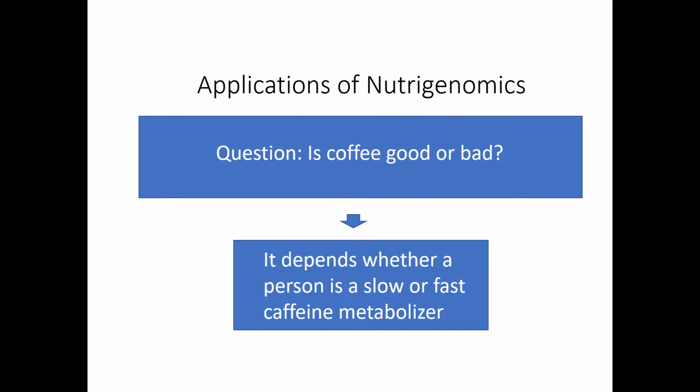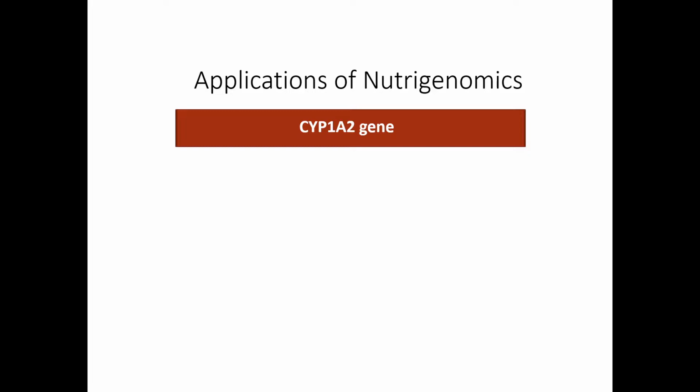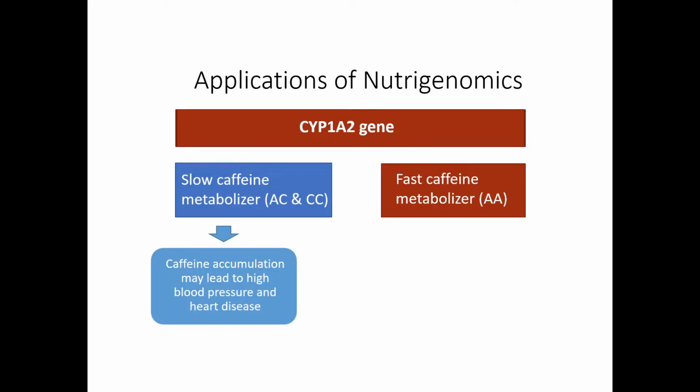So for coffee, again, just like with butter, it depends on what your allele is. Are you an E2, E3, or E4? With caffeine, it depends: are you a slow or fast caffeine metabolizer? If you happen to be a slow metabolizer, meaning you have the AC or the CC version of the gene, caffeine accumulation can lead to high blood pressure and heart disease.